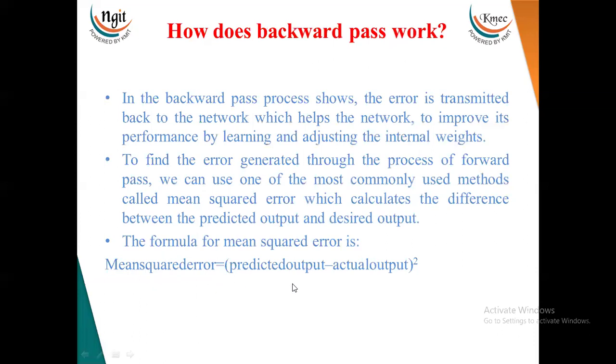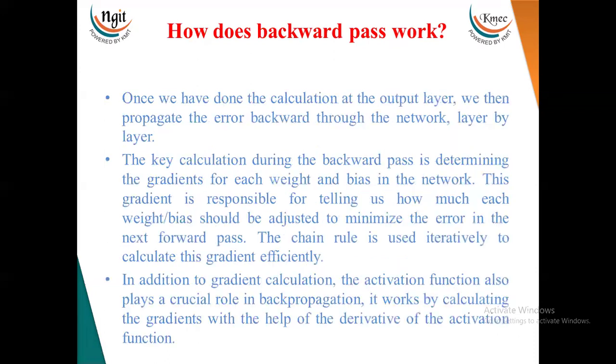So this is the mean square error. So what is the error here? Predicted output minus actual output, whole square. This formula can be used in order to get the error between desired and predicted output.